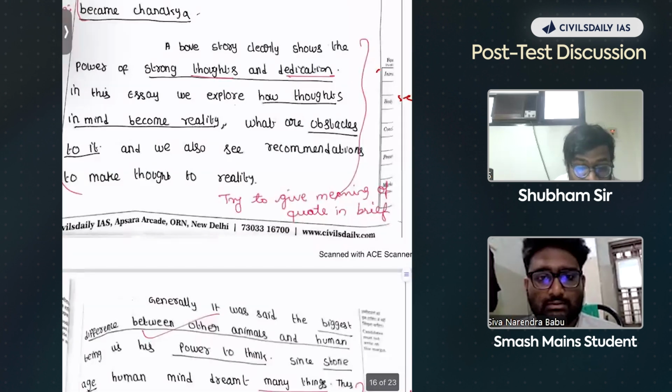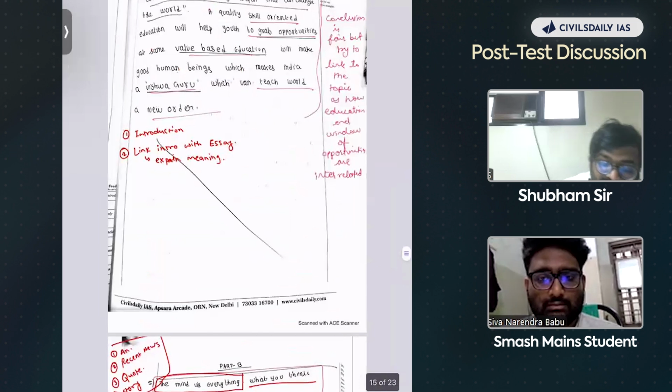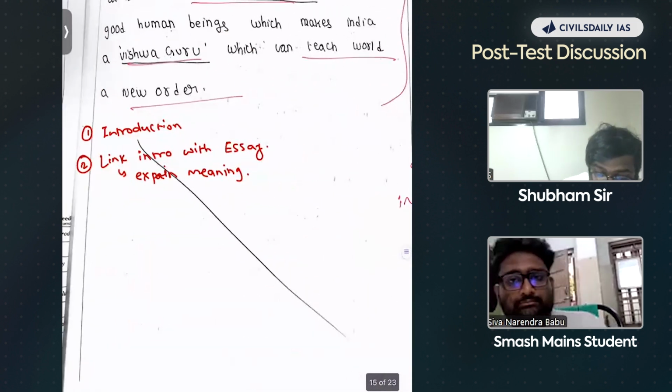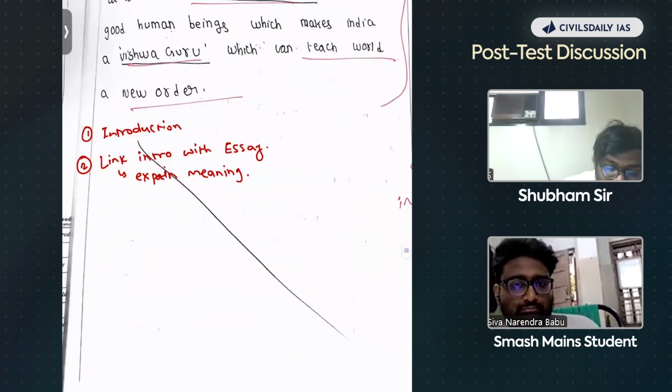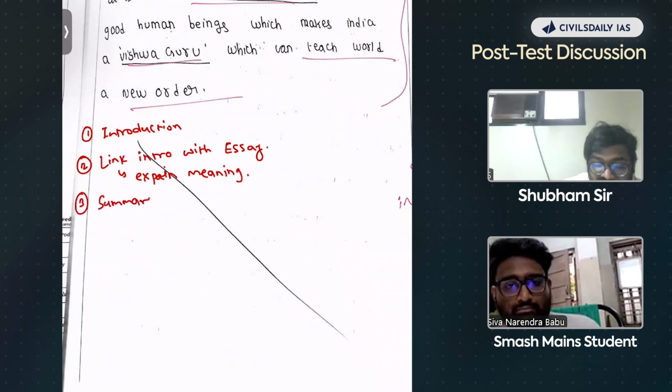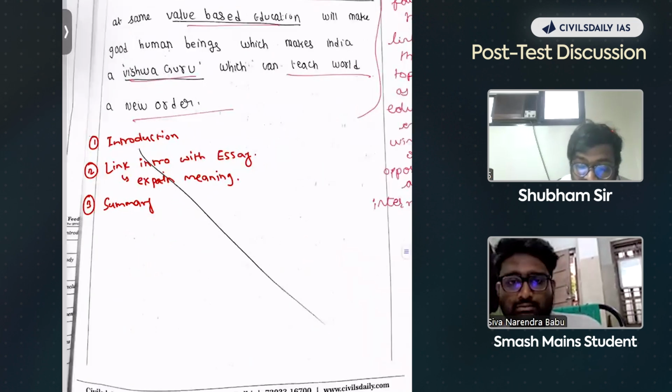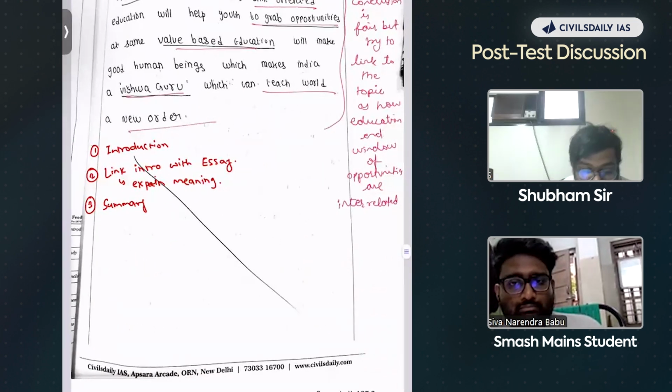Once you explain the meaning of it, then you come to the summary. In this essay, we are going to see these aspects. After that, you start your main body. This should be covered in 1.5 pages. This is your introduction part.